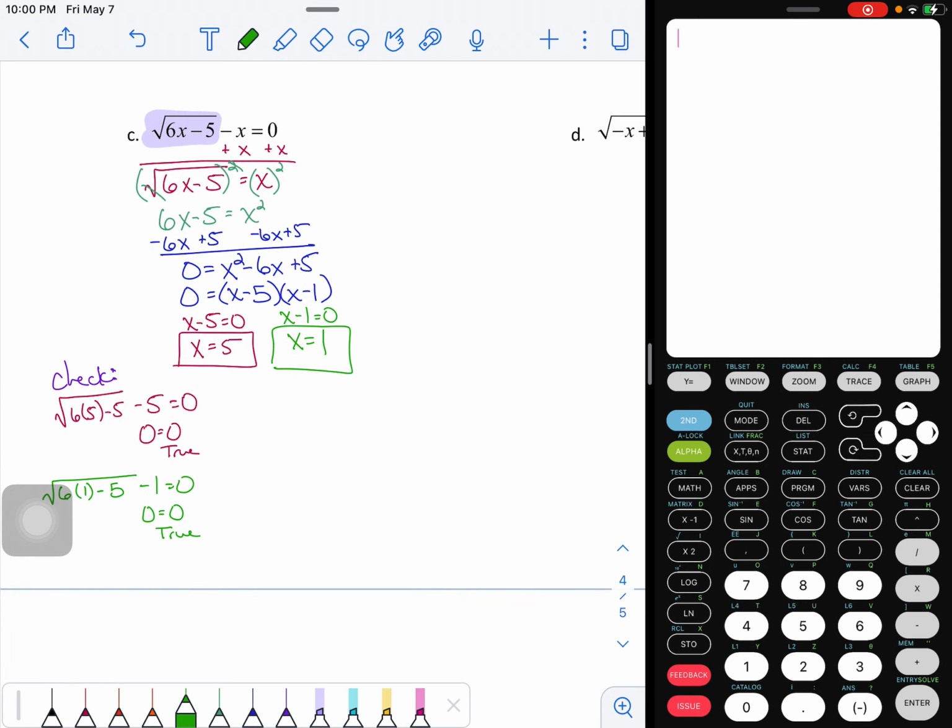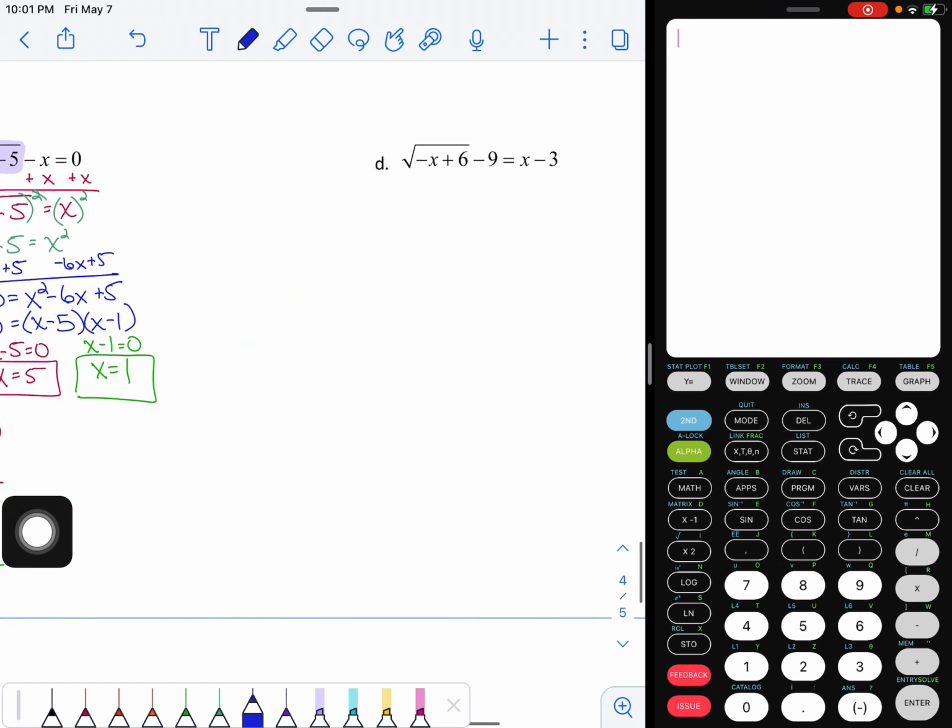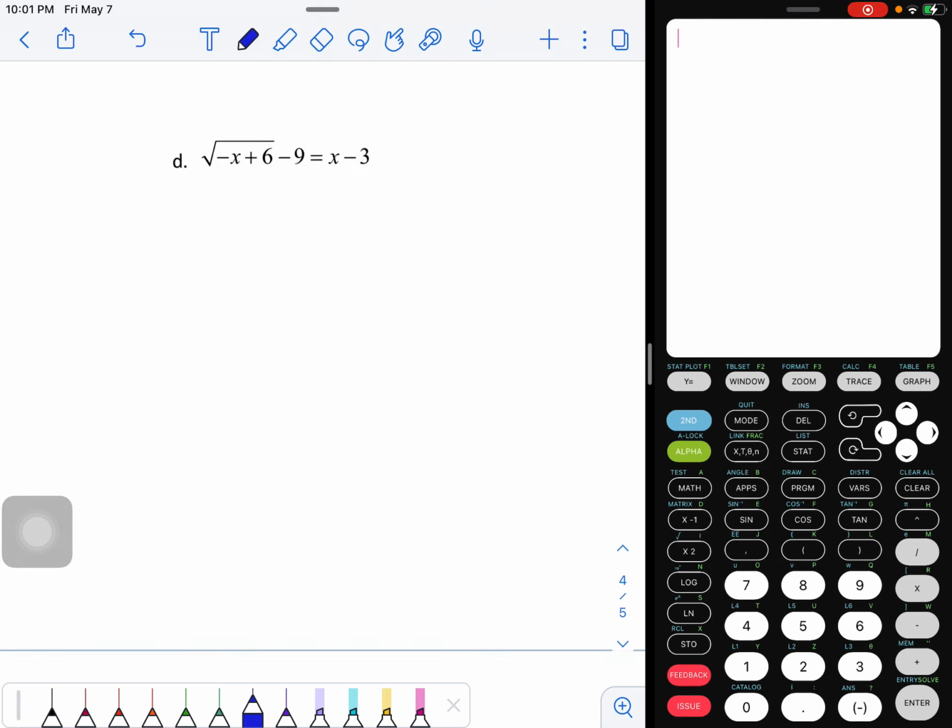So for part C, we have two answers here, x equals 5 and x equals 1. You've got to show me your check. All right, I'm going to slide over to part D, and that will be the last problem for this study guide. I'm going to leave Calculate 84 up and open because eventually I'll need to check my work again.